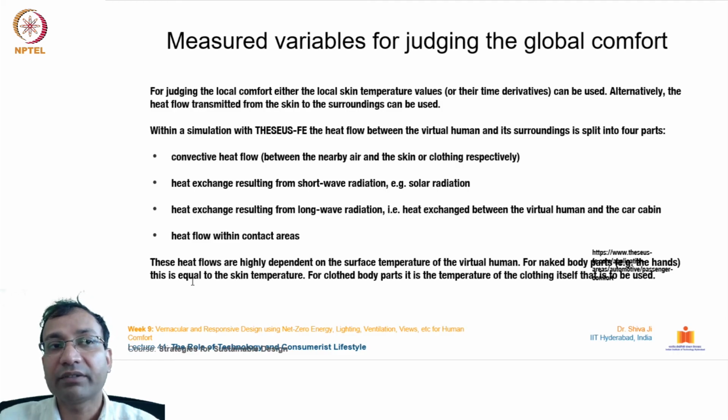Within a simulation with Theseus FE, the heat flow between the virtual human and its surrounding is split into 4 parts. These are, first, convective heat flow between the nearby air and the skin or the clothing respectively. Second, heat exchange resulting from short wave radiation, that is solar radiation. Thirdly, heat exchange resulting from long wave radiation, that is heat exchange between the virtual human and the car cabin. Lastly, heat flow within contact areas. These heat flows are highly dependent on the surface temperature of the virtual human body. For naked body parts, like hands, etc., this is equal to the skin temperature. For a clothed body part, it is the temperature of the clothing itself that is to be used.